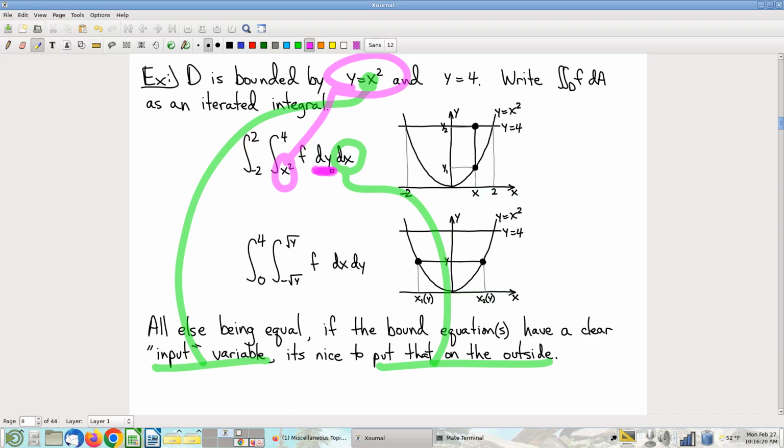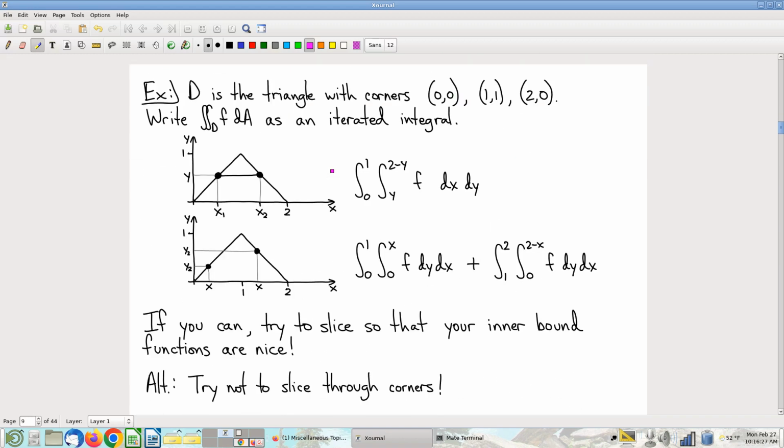but this is why that's the slicing order that gives us the more desirable iterated integral to compute. Okay. All right. Then the lesson here was try not to slice through corners.